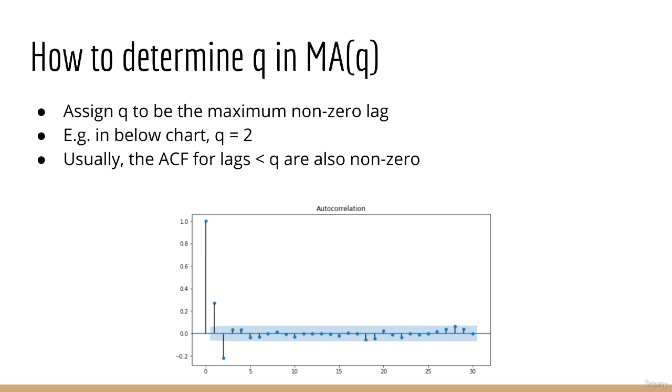Usually it will be the case that the plot goes outside the confidence interval for smaller lags as well. So as another example, if I look at an ACF plot and I see that at lag 5, the ACF plot goes outside of the confidence interval, but stays inside for values greater than 5, then I would choose Q equals 5. And the same logic applies for Q equals 3, Q equals 4, or any other Q.